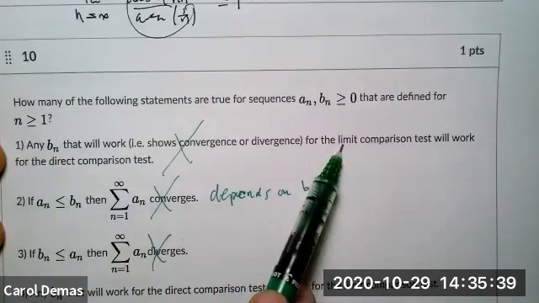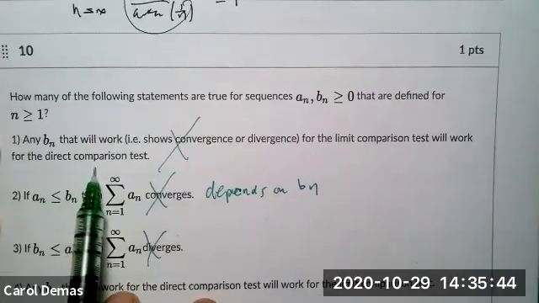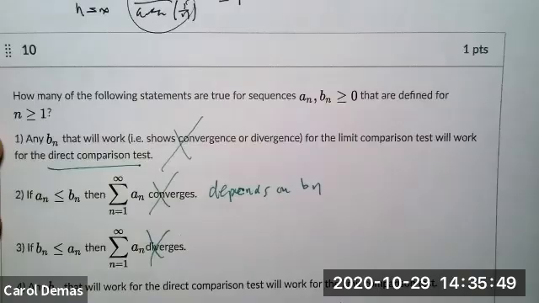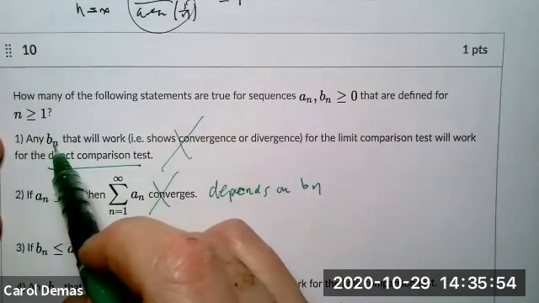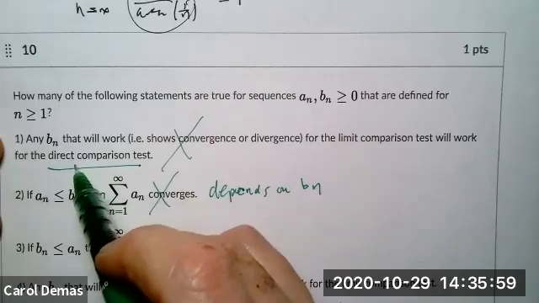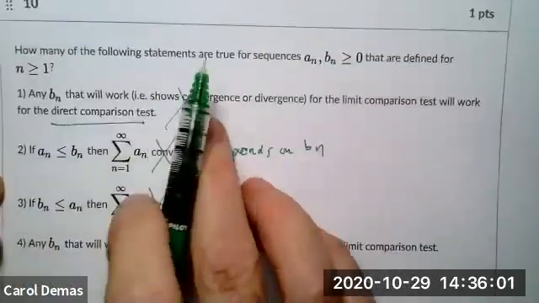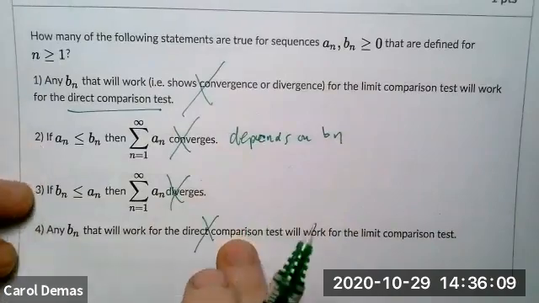Can you explain the first one again, please? He's saying that anything that works for limit comparison will also work for direct comparison. That's not necessarily true, because sometimes we need one bigger than the other or smaller. Sometimes we have to make adjustments. Sometimes we need a bn that converges more slowly. Sometimes we need a bn that diverges more quickly. So you can't make that generalization. And the fourth one is also true. Also false, sorry. None of these are true.